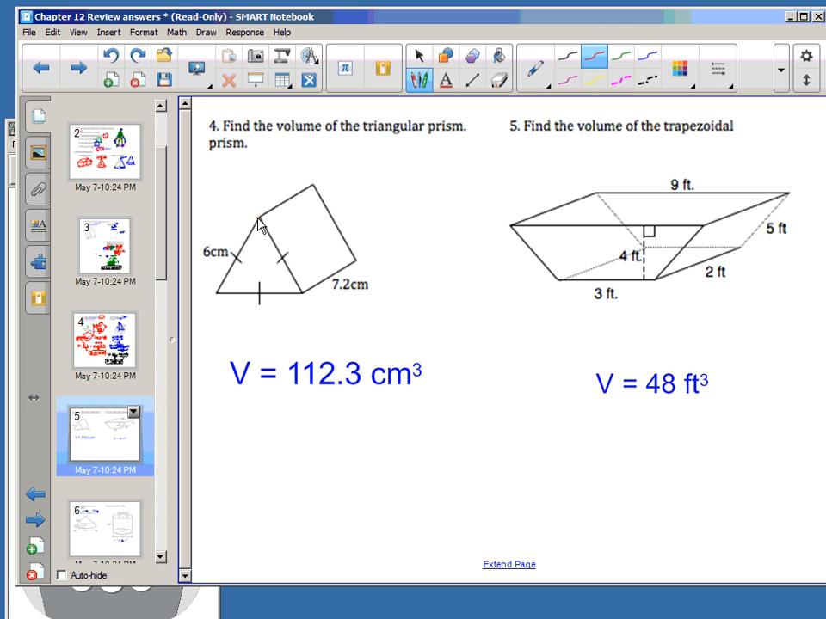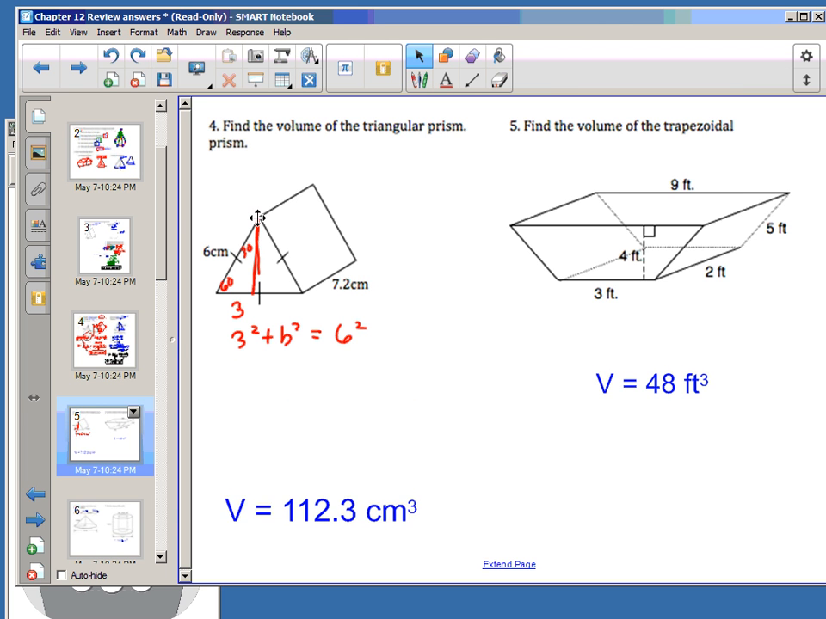I need to find this height, and there are multiple ways you can do that. This is an equilateral triangle, so I know this is 3, and that's 6. Now, this is also a 30, 60, 90, so if you remember those rules, you can go from the short leg to the long leg by multiplying by the square root of 3. But let's assume you don't remember those rules. You can simply do 3 squared plus b squared equals 6 squared. And that will give you your height, which is going to be the square root of 27.